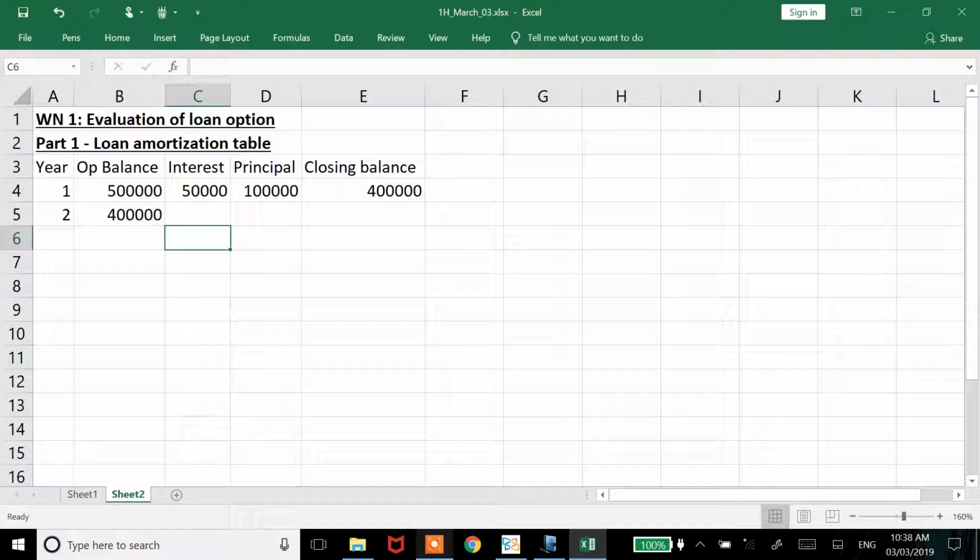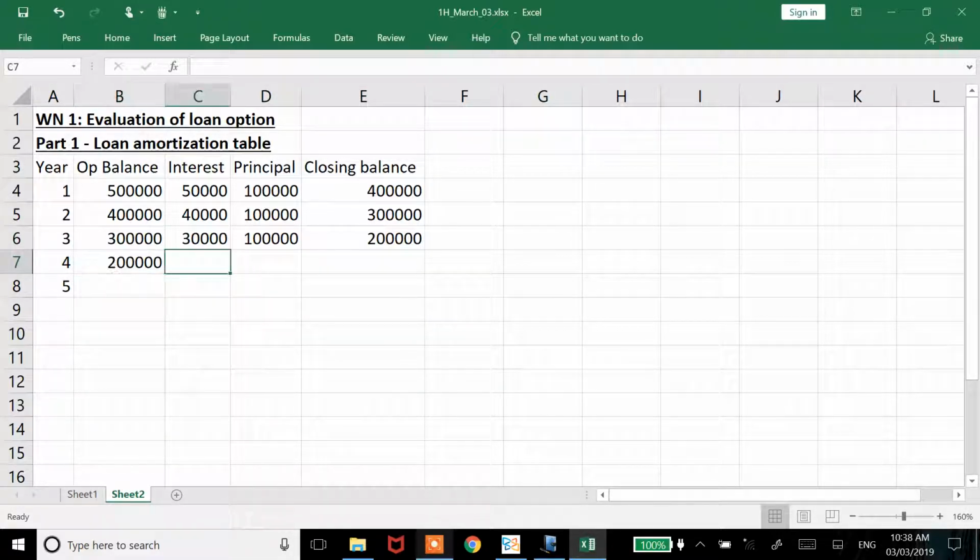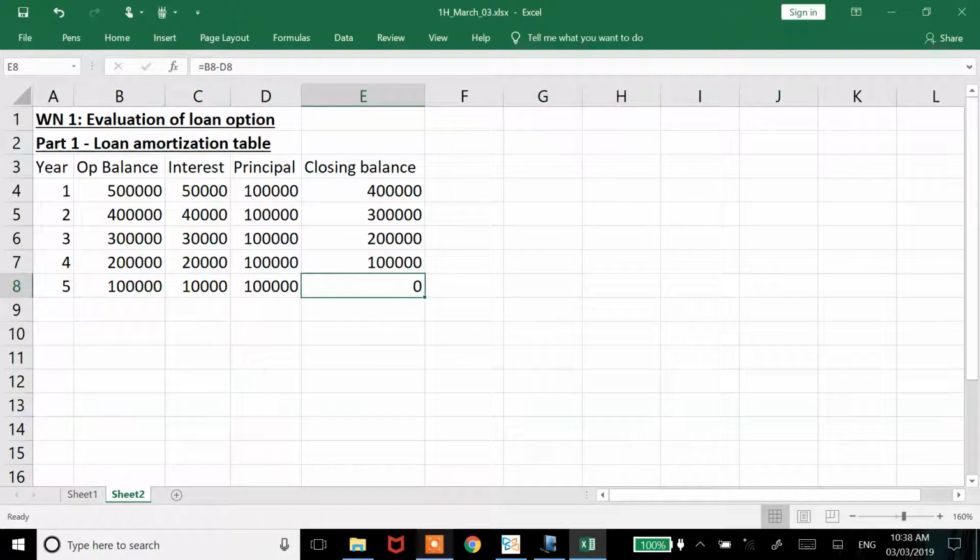Year 2 opening balance is 4 lakh, interest is 40,000, 10% of that, principal continues to be 1 lakh, closing balance is 3 lakh. Then 3 lakh, 30,000, 1 lakh, 2 lakh. In the end, the loan is going to become 0. Principal is getting repaid as 1 lakh every year. So every year you will have to pay 1 lakh plus 50,000. Second year 1 lakh plus 40,000. Third year 1 lakh plus 30,000. Fourth year 1 lakh plus 20,000, and last year 1 lakh plus 10,000.